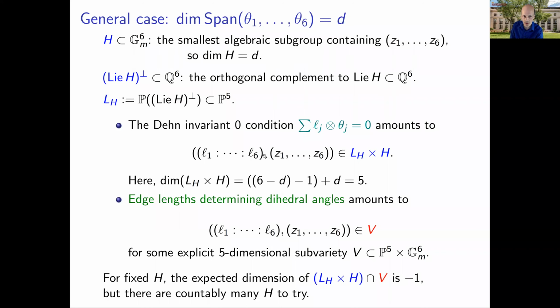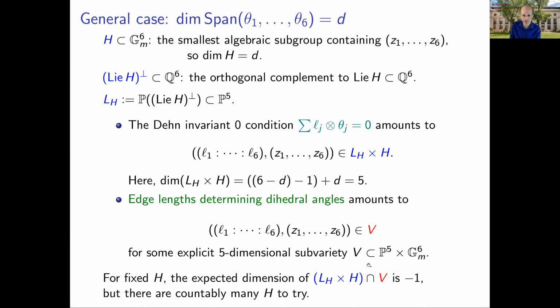On the other hand, you have the relations that tell you, as I said, that the edge lengths determine the dihedral angles. That amounts to saying that the edge lengths and these complex exponentials of the dihedral angles satisfy various polynomial conditions, and those define some other variety that's independent of the tetrahedron. It's just some variety that tells you what the relations are between those things, and that is also 5-dimensional. As I said before, the moduli space of similarity classes of tetrahedra is a 5-dimensional space. So that's some other 5-dimensional space inside here, and now we're looking for points that lie on both of these.